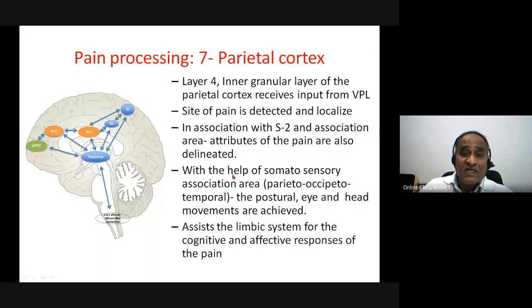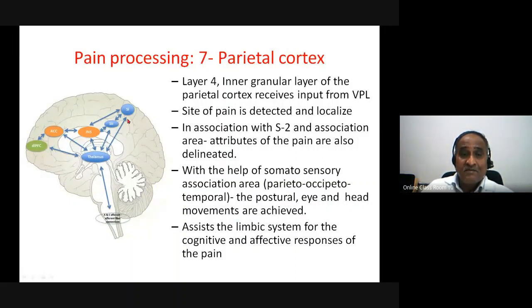Then it will, with the help of the somatosensory association area, especially the parieto-occipito-temporal area, try to locate the postural, the eyeball movement and the head movement, and in reflection to the sound, they are all localized there. The parieto-occipito-temporal area projects onto the colliculus, and they will try to make these movements, the postural, eye and head coordinates, in place.